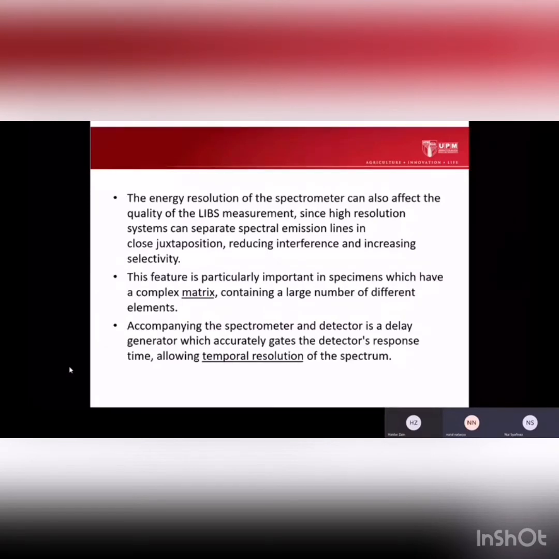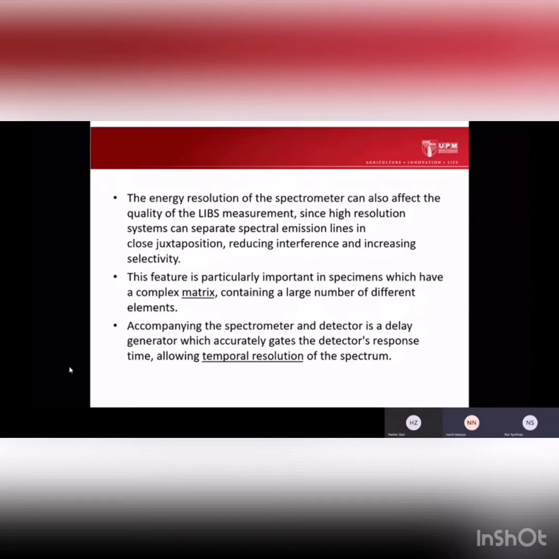So why do we need to know the energy resolution of the spectrometer? This feature is particularly important in specimens which have a complex matrix. For example, when we have a sample with a large number of different elements.